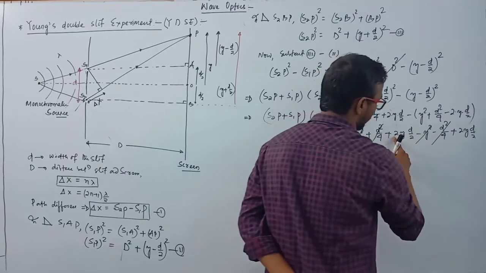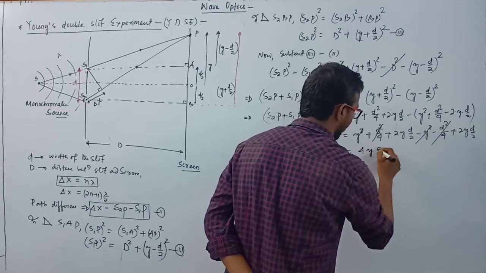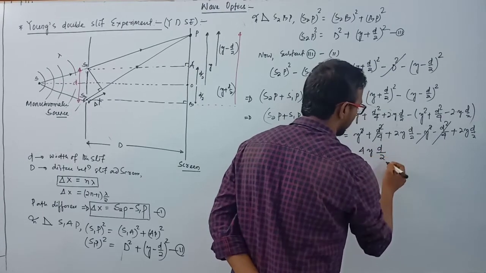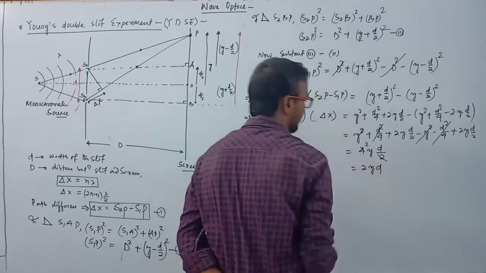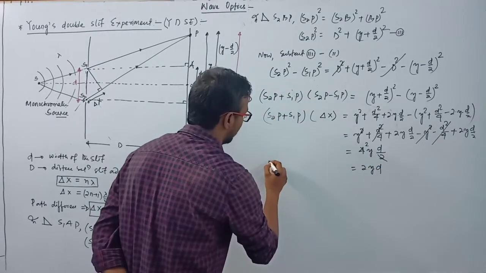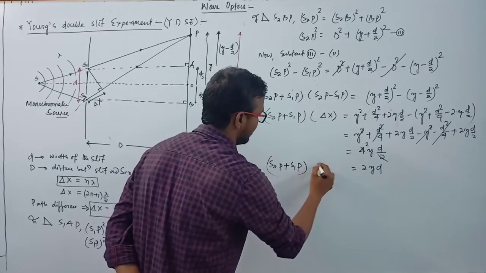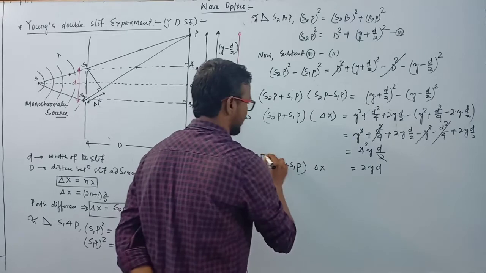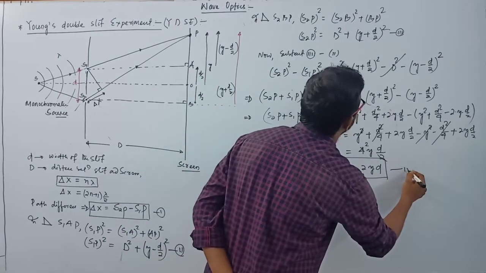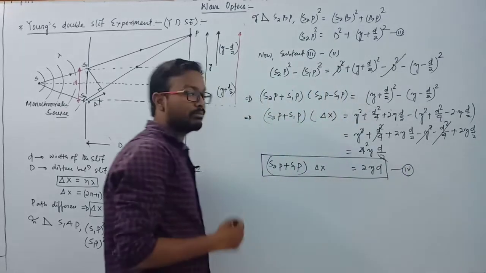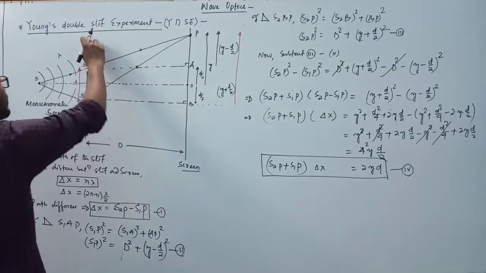The remaining term, 2y dy, you can write as 2yd, and it is S2P plus S1P into delta x. We get a general expression here. This is equation number 4. But this is an approximation condition. What is the approximation condition?